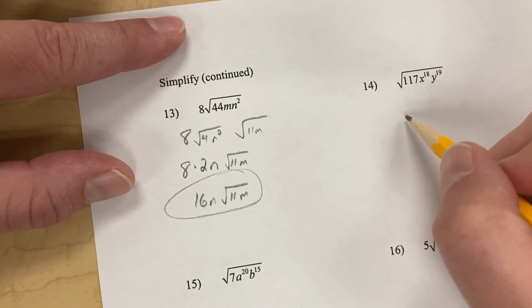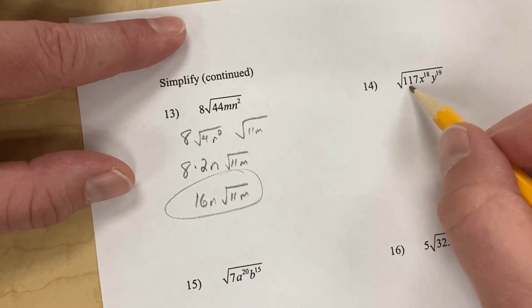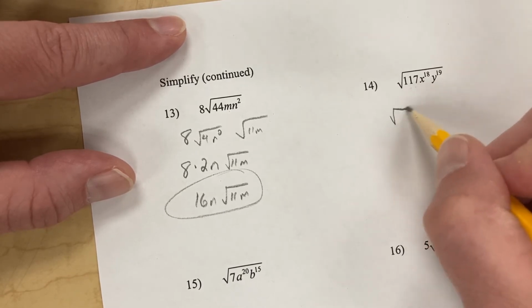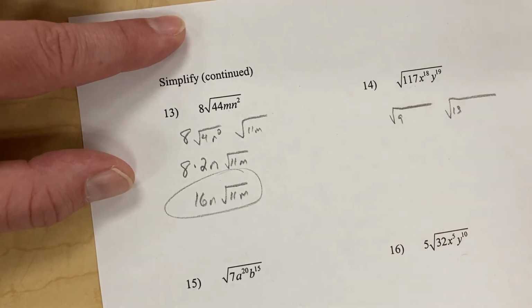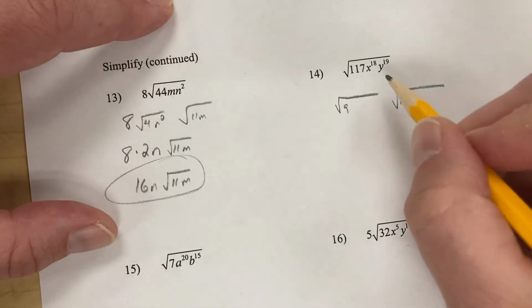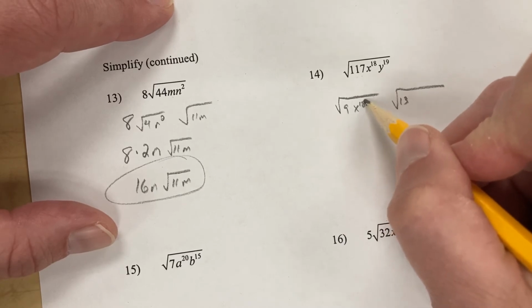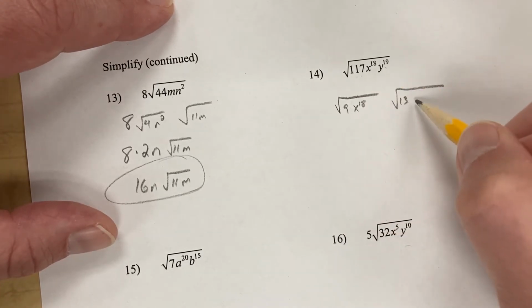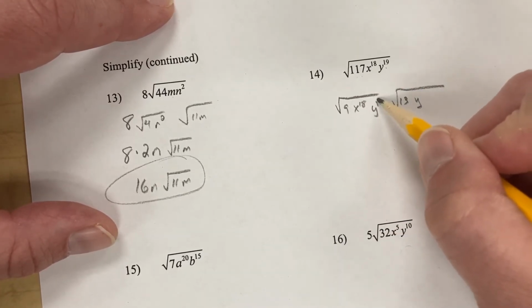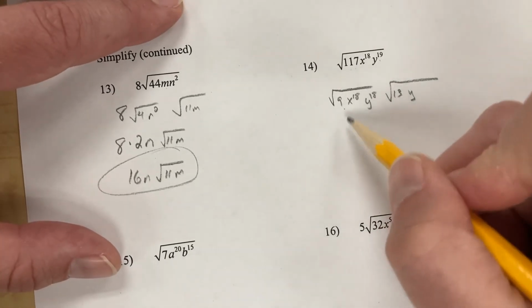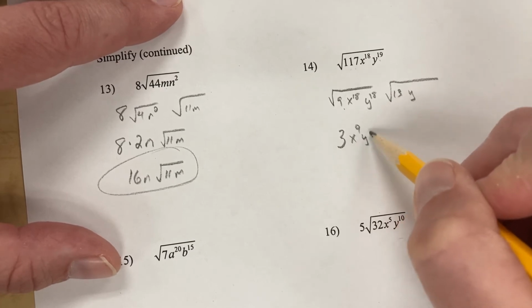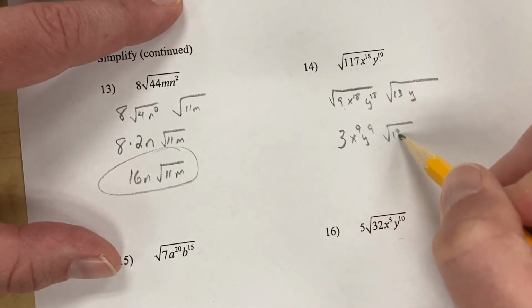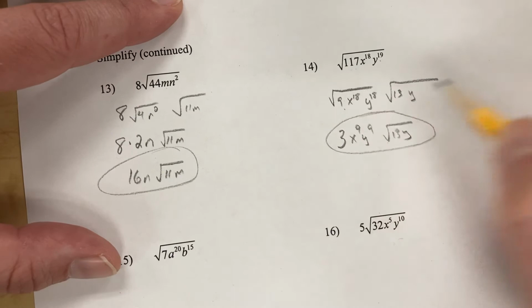All right, 117. If I try to kind of break that down, I can get a 9 in there. 9 can go in 13 times. And so it's not the easiest to see that, but if you try a few of them, you'll see that that works. I can get all 18 x's in here. I'll be able to simplify that in a second. I'm going to pull one y off and put the other 18 in there. All right, square root of 9 is 3. Cut these in half. I get x to the 9th, y to the 9th, times the square root of 13y. That's my answer there.